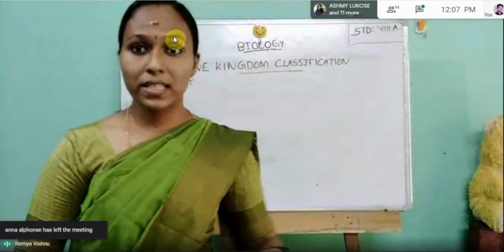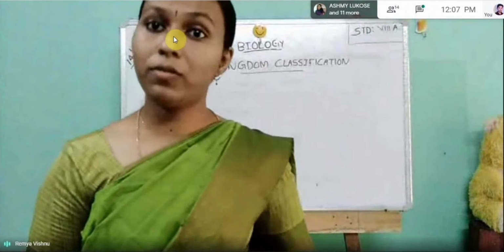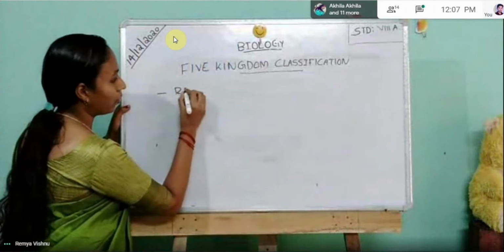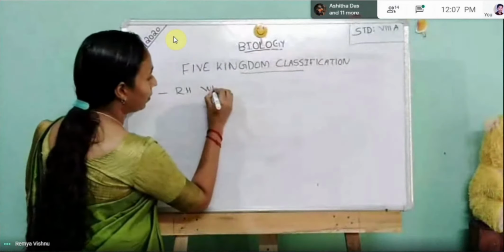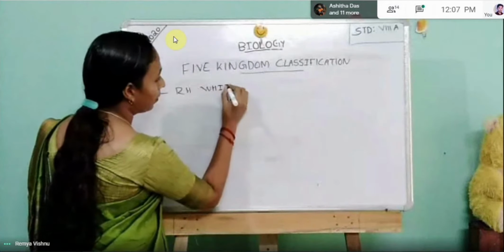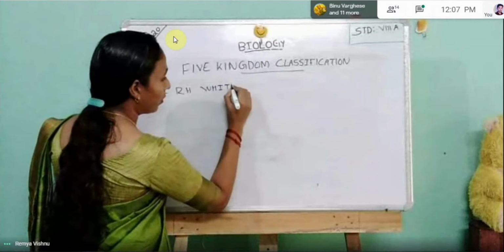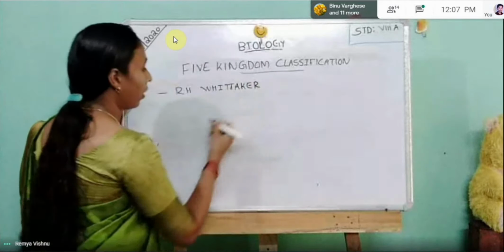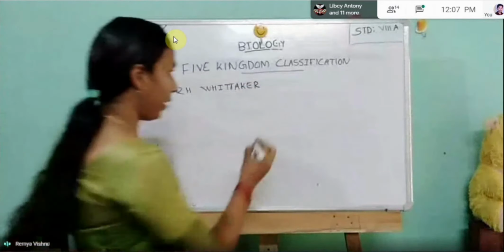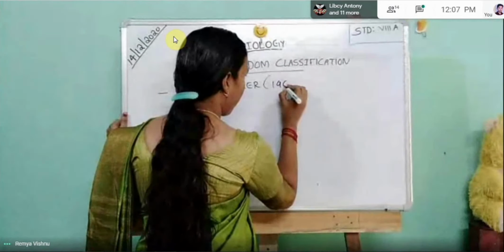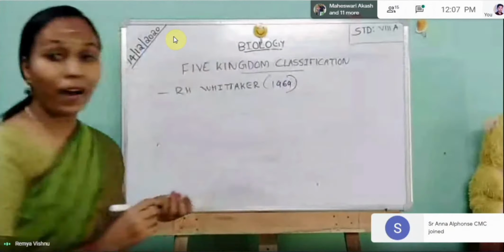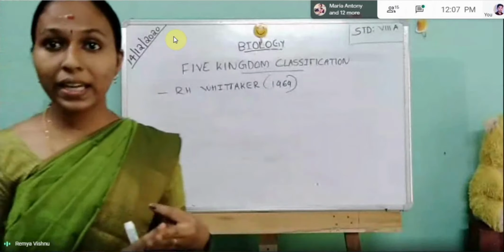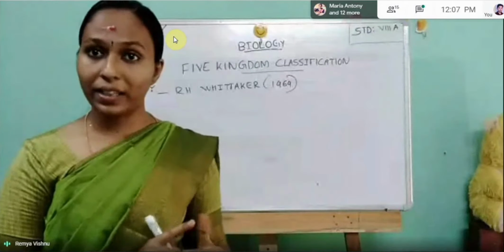In 1969, R.H. Whittaker proposed the five kingdom classification. Monera, Protista, fungi, plantae, and animalia are the five kingdoms.